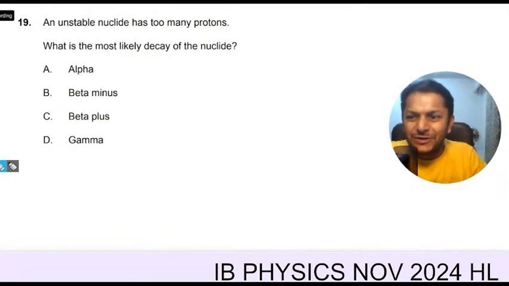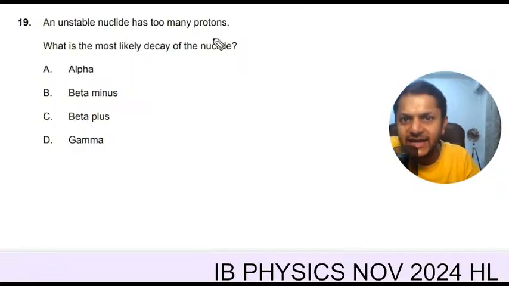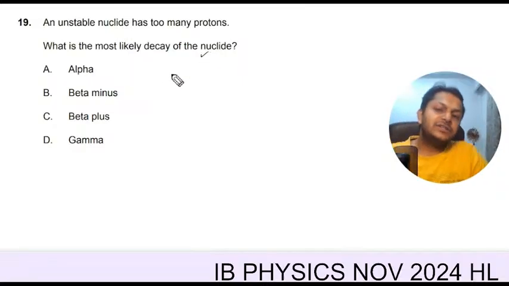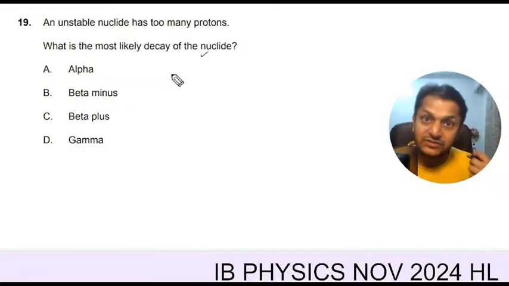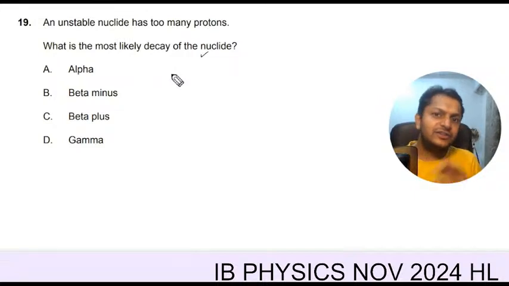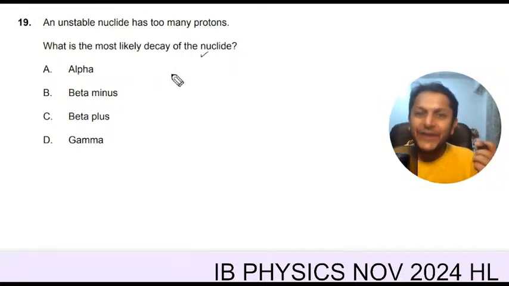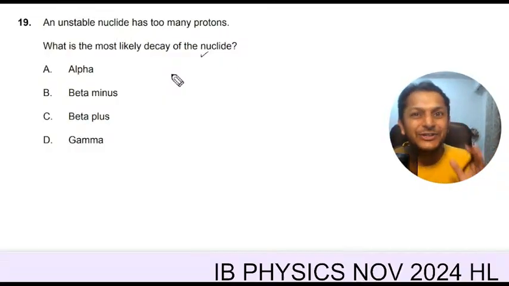Okay dear students, let's see what is there in this question. An unstable nuclide has too many protons. What is the most likely decay of the nuclide? So this question is from a November 2023 question paper, which was the previous syllabus, and at that time there was a topic named 7.3 in which we were learning about each and every particle in particle physics. The reaction that I'm going to write now was on the fingertips of the old syllabus students, but for the new syllabus students it might be a shocker.